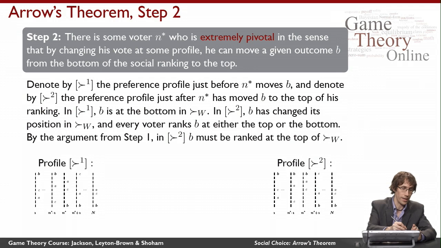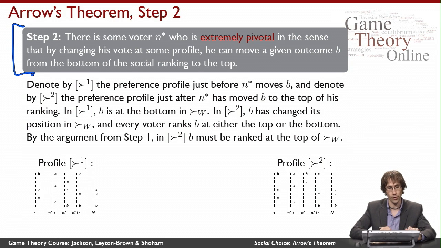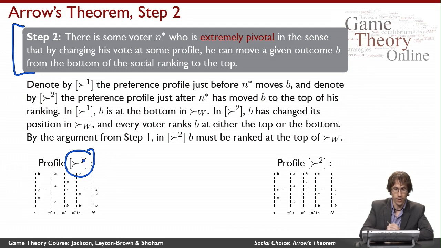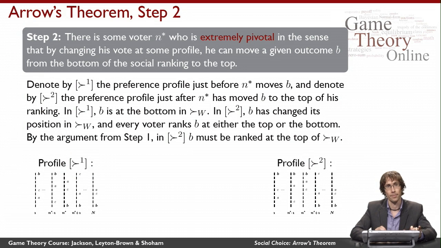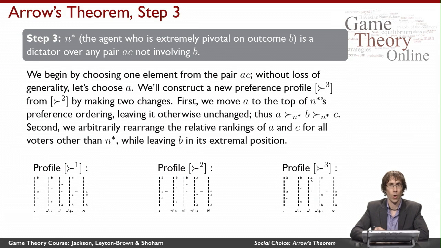And notice that means now that we've proven the thing we set out to prove. There exists some voter who is able to change his vote at some profile, at this profile, in order to move some outcome B from the bottom to the top. Okay, let's get to step 3.